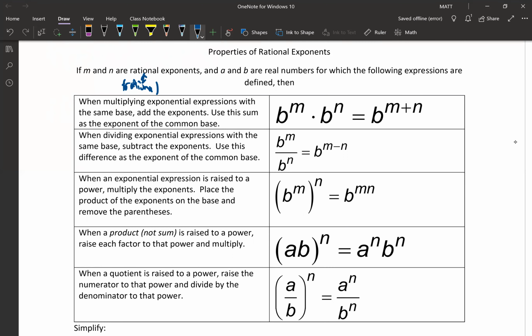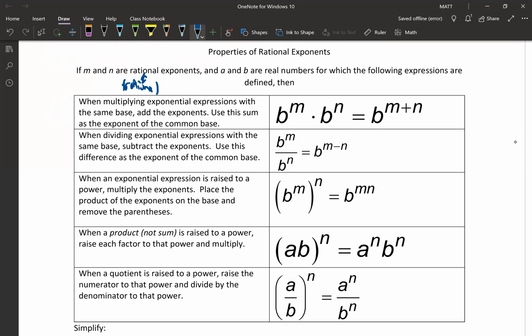And a and b are defined as real numbers for which the following expressions are defined. All this is saying is we just have 2 exponents and 2 numbers. The first one's saying if we're multiplying 2 exponential expressions together and they have the same base, so we have the same numbers, then we can just add the exponents.